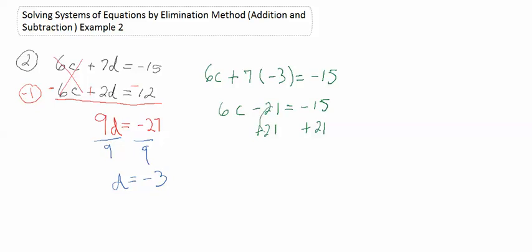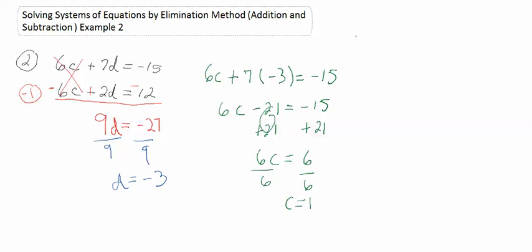So therefore I have a 0 over here. I still have a 6c on this side. And then 21 minus 15 is positive 6. I'm going to go ahead and divide by 6, and my c is going to be equal to 1.